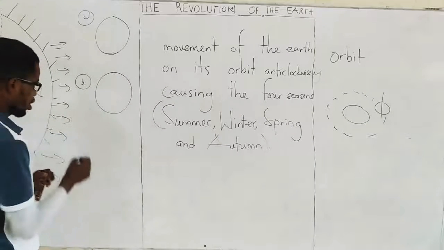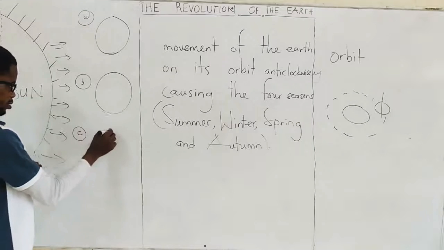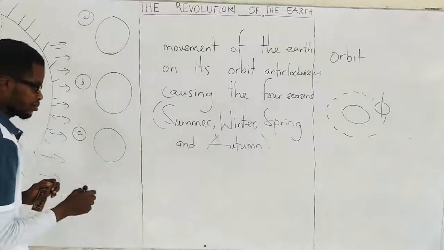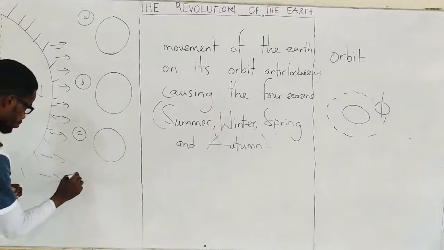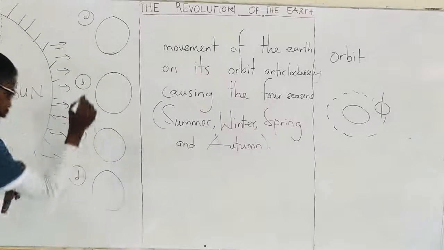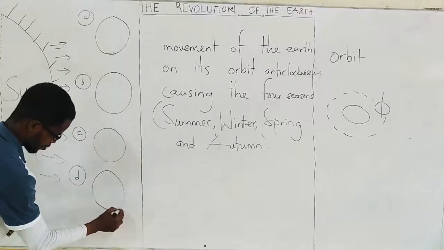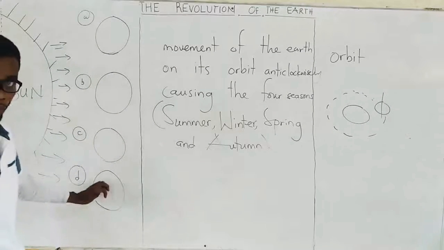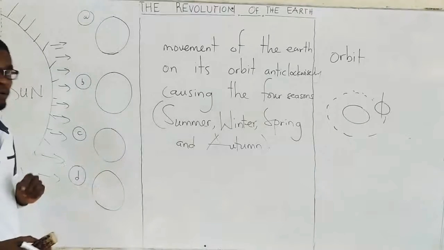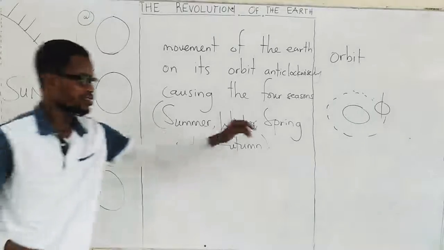Diagram B, the second one. The third diagram, the third globe. And then I have my fourth one. So 1, 2, 3, 4, representing the 4 seasons.